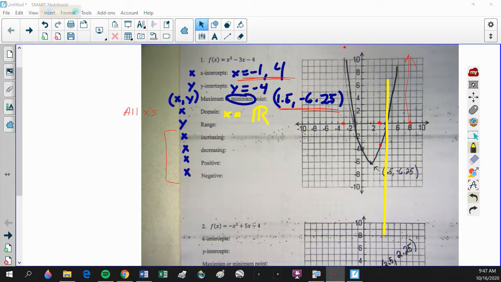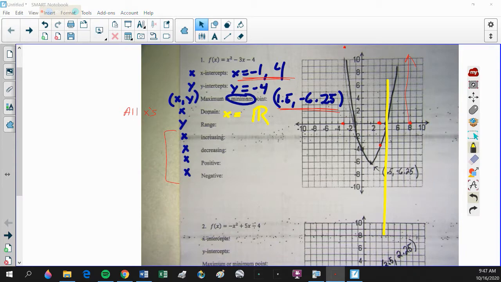Do you guys understand that? Now, this might be a little confusing to you because we drew a vertical line, but we were talking about the x-axis. You guys understand why we did that? Because vertical lines hit the x-axis. Horizontal lines, most of them miss the x-axis. Okay, now for the range.